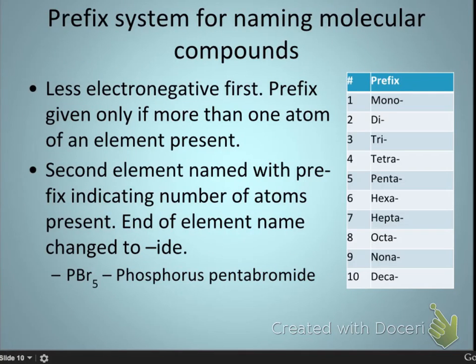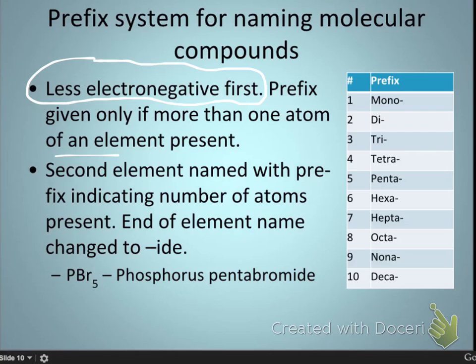So with the prefix system, the less electronegative thing comes first. What this means, in essence, is the thing that would have formed a positive ion, the thing that is more willing to give up its electrons, is going to be named first. And for the first thing, it doesn't get a prefix unless there's more than one of it. If we go back to the example of carbon tetrachloride, it's not monocarbon tetrachloride. The fact that we're saying carbon means there is one carbon. We don't need to tell you there's one. If there were 2 carbons, we'd need to tell you about it.